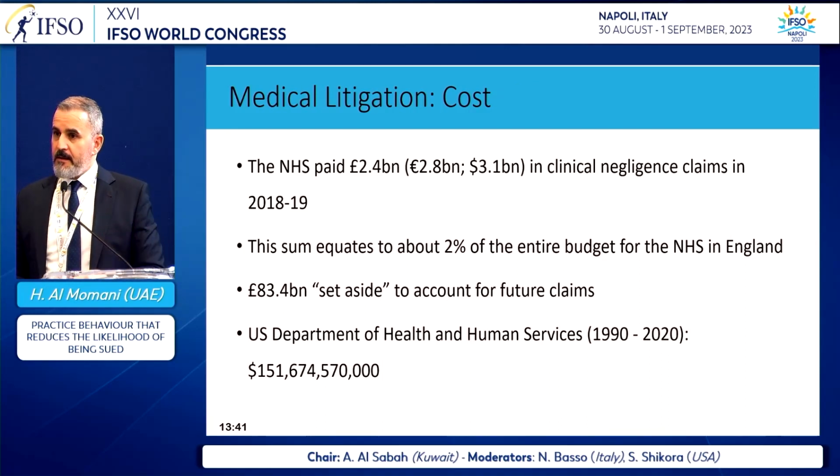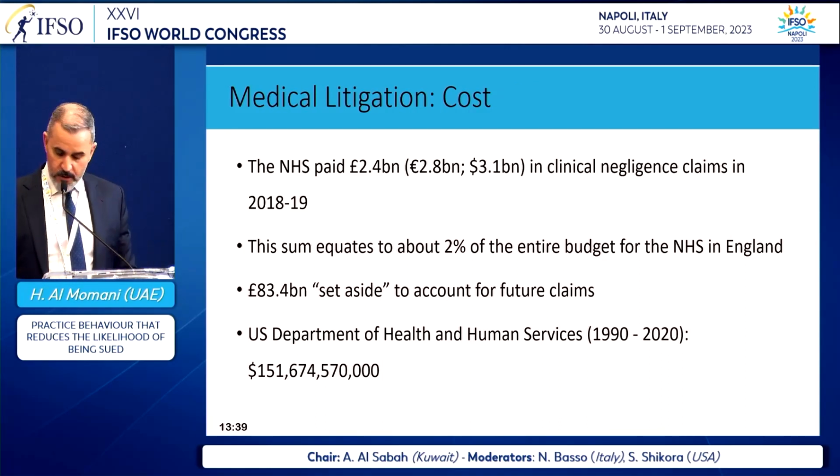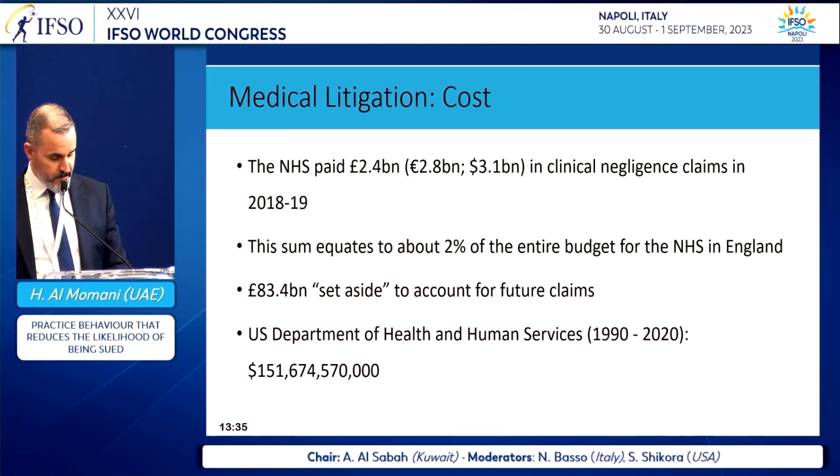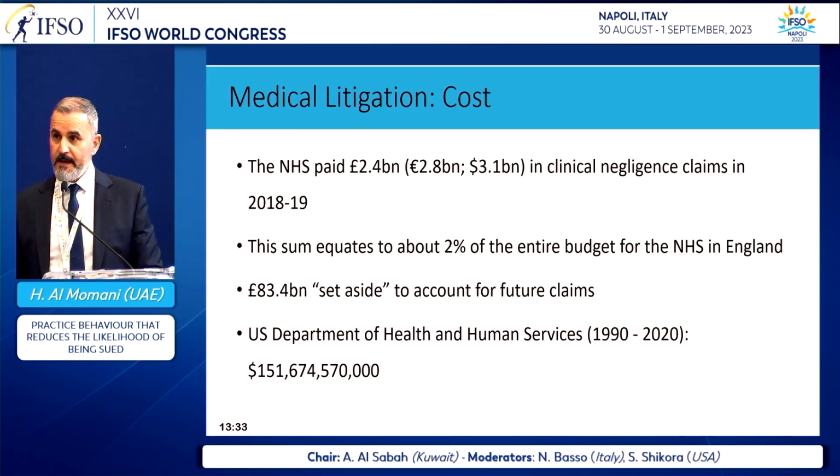The cost of medical liability is huge. I was shocked by this figure here. Apparently, the NHS has set aside around £84 billion for the future because they've got a certain number of lawsuits in the pipeline that they believe are going to be settled over the next few years. This is only second to the cost of decommissioning the nuclear plants in the United Kingdom.